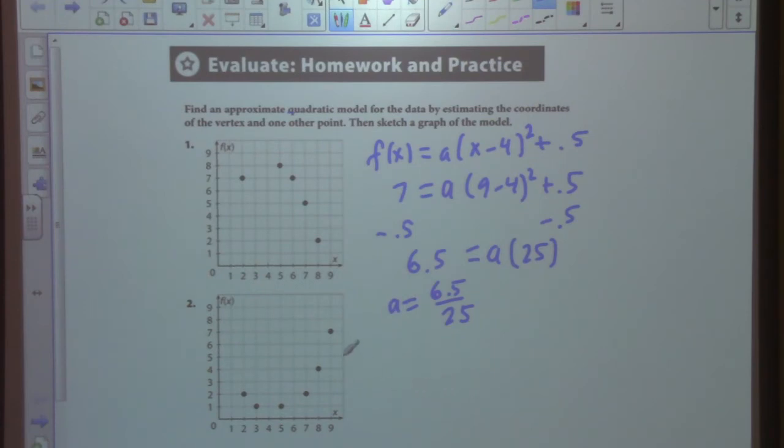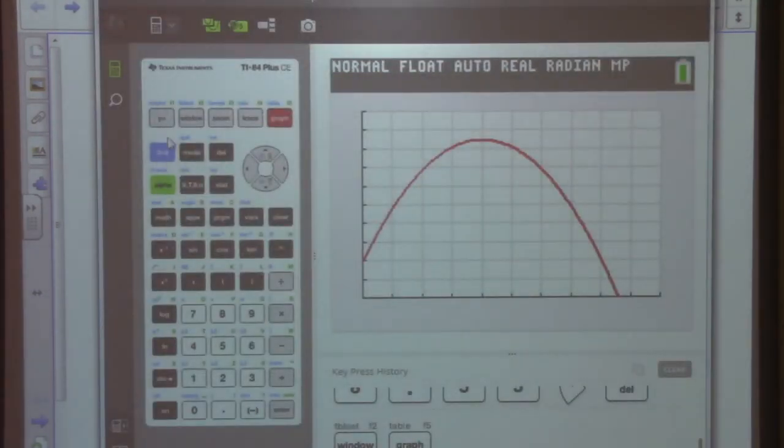Yeah. So what is our f of x going to be for this? F of x is equal to 6.5, or let me go ahead and write this as 13 over 50, just to get a non-decimal there. So 13/50ths, and we're going to have x minus 4 squared plus 0.5. Then test it out, see if it works.